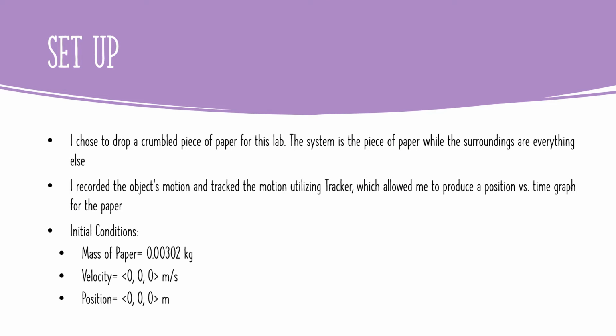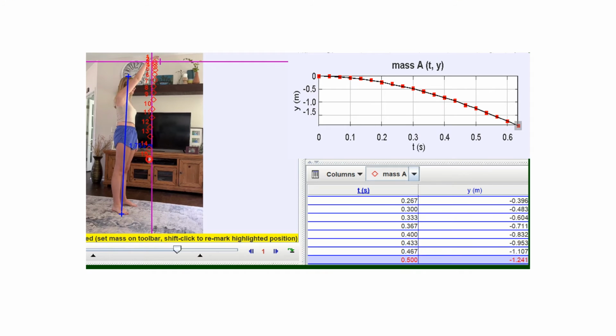Let's first look at the observed model. For this lab, I chose to drop a crumpled piece of paper. The system is the piece of paper while the surroundings are everything else. I recorded the object's motion and tracked the motion utilizing Tracker, which allowed me to produce a position versus time graph for the paper. The initial conditions are listed below. Here's the video I analyzed. As you can see, I was able to produce a position versus time graph for the piece of paper.